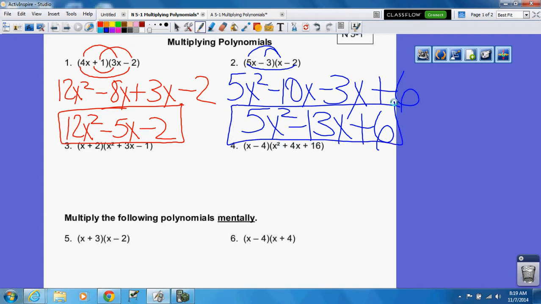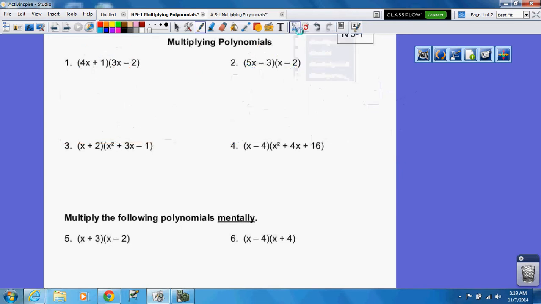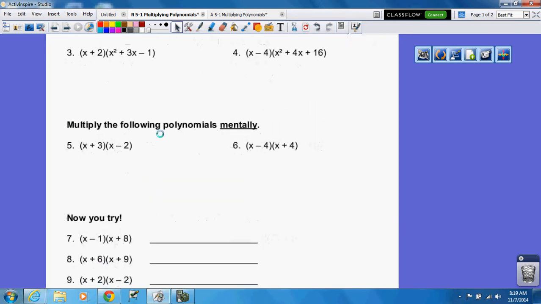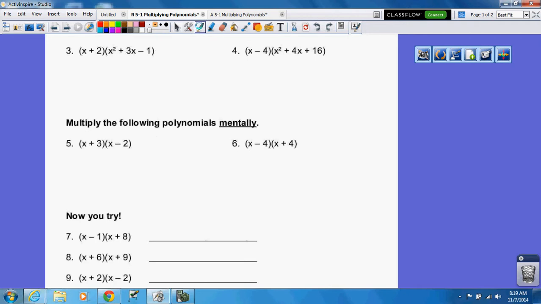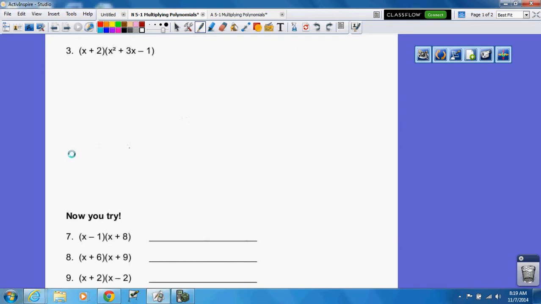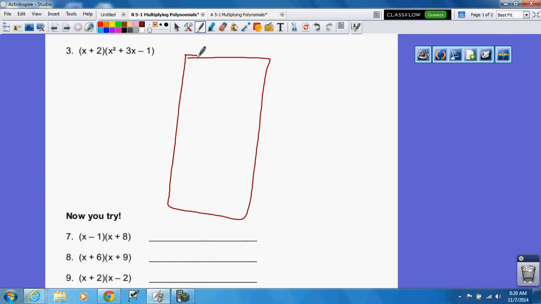Now on number 3, I noticed that it looks a little bit different. So I'm going to use for that one what I know is called the box method. Okay, I'm going to clear out my screen for a moment so I'll have room for you to actually see the box method. Okay, so what I'm going to do is I'm going to create, in this case, a 2x3 box. Remember when we were talking about arrays? That's kind of what I'm referring to here.